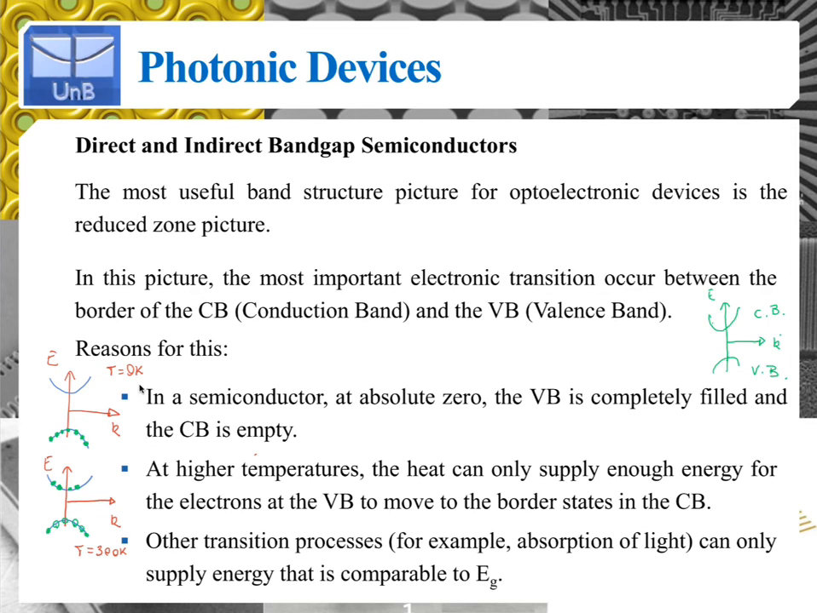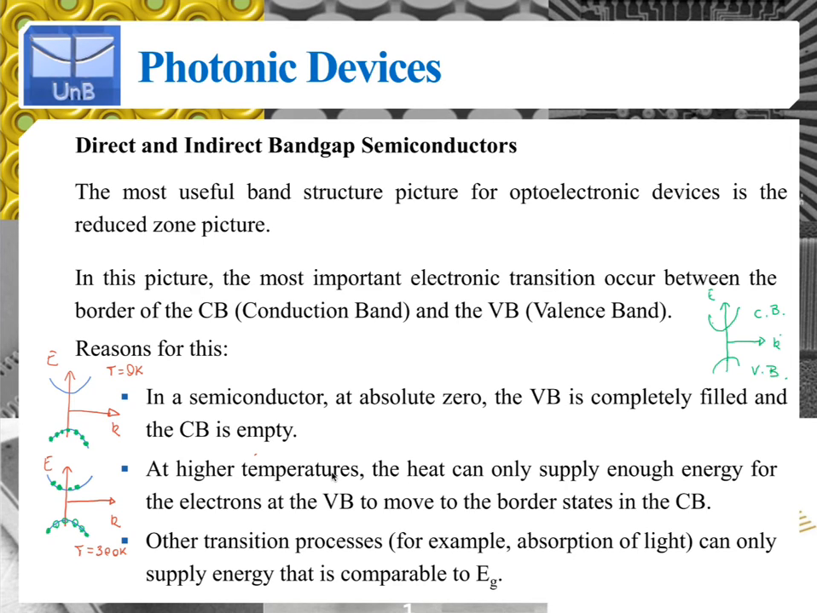Let's consider a semiconductor at absolute 0 K, 0 degrees Kelvin. The valence band is completely filled and the conduction band is empty, because there's not enough energy for the electrons which are down in the valence band to come up to the conduction band. So I've drawn full circles here as occupied or filled states.